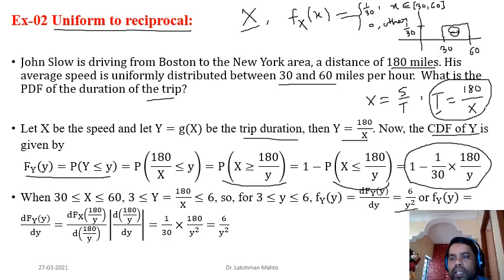So that is one approach. Another approach is to apply the change of transformation formula. That means apply the PDF of x multiplied with the Jacobian. This is the Jacobian of transformation, that means differentiate x with respect to y. So what is the relation between x and y? The relation is that y is equal to 180 by x. So from here you can derive that x is equal to 180 by y.